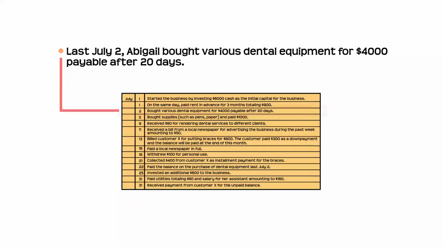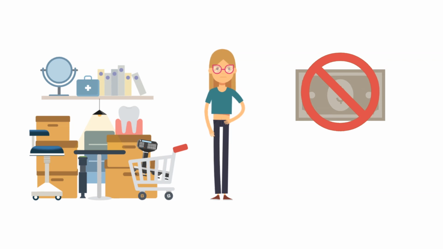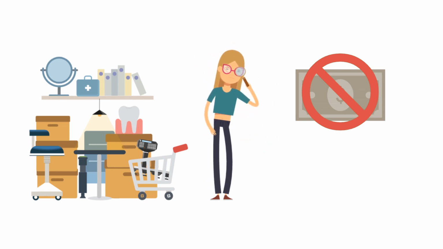Last July 2, Abigail bought various dental equipment for $4,000, payable after 20 days. In this transaction, Abigail did not use cash to purchase the equipment. She got the equipment but did not pay cash. That only means she is liable to pay for the equipment within a certain amount of time. So, what should we debit?